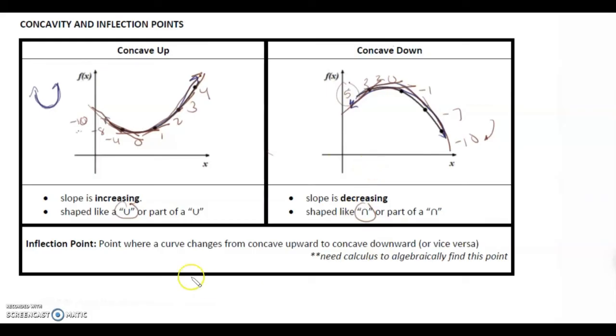And when we talk about inflection points, this is a little bit more specific. An inflection point is a point where a curve changes from concave up to concave down, or vice versa. Okay, and we're going to learn more about this in calculus. So let's do a question.